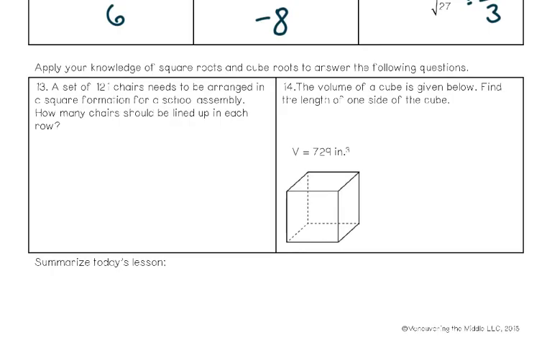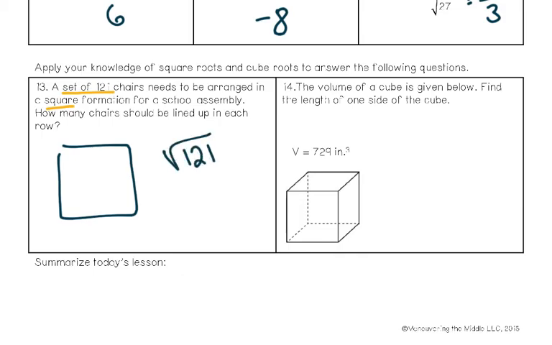So here's 2 application questions that you'll probably start seeing a lot. Let's go through them like we do any word problem and underline anything important, writing down what we know and then what we need to know. So I'll read it to you. A set of 121 chairs needs to be arranged in a square formation for a school assembly. How many chairs should be lined up in each row? So I'm looking at a square, and I want the same number in each row. These are clues that I need to take the square root of 121.